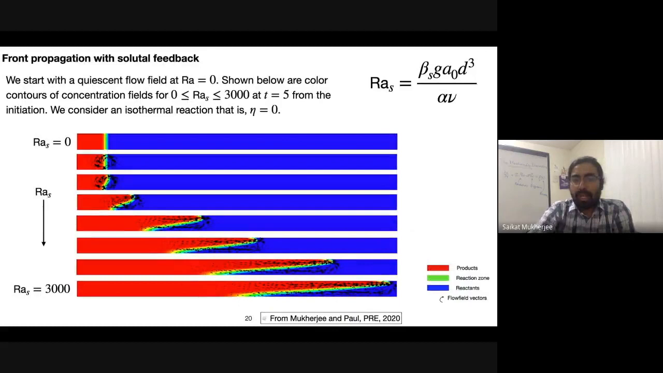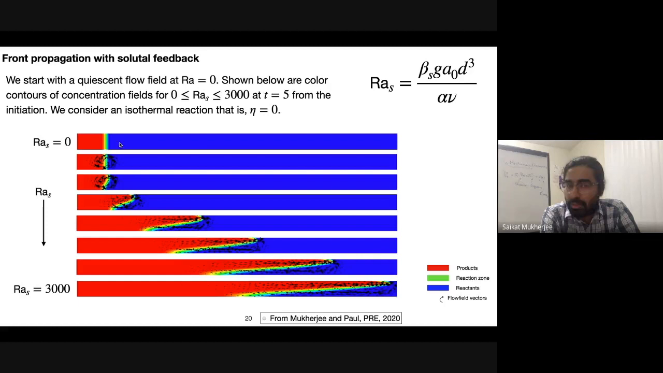So for starters, let's just study a front which is propagating in the absence of a flow field. Your solutal Rayleigh number, remember, is a Rayleigh-number-like quantity, but because of the solutal instability. So it's a ratio of buoyancy to the viscous forces, where buoyancy is caused by the difference in density between the products and the reactants. So RS of zero is just a normal reaction-diffusion front.